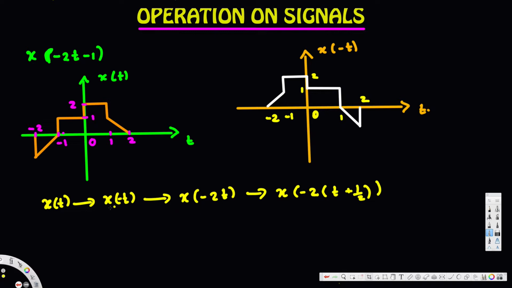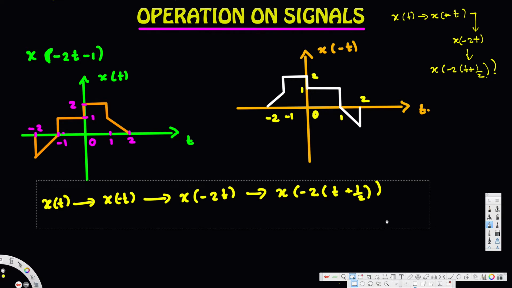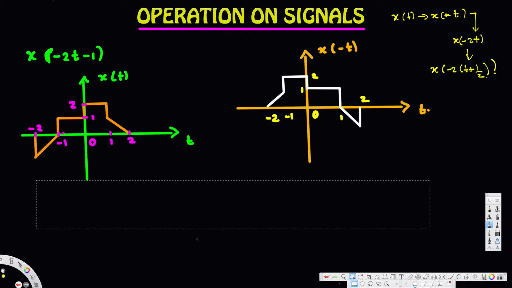Okay, so I think I better copy this on top and then draw the graph here. So let's copy this thing on top: x of t to x of negative t. Then after that, x of negative 2t. That's what we are going to do right now. And finally we will get x of negative 2t plus half. Okay, now let's get rid of this one. Our next graph is x of negative 2t, so we just have to divide everything by 2 and let's see what we get.